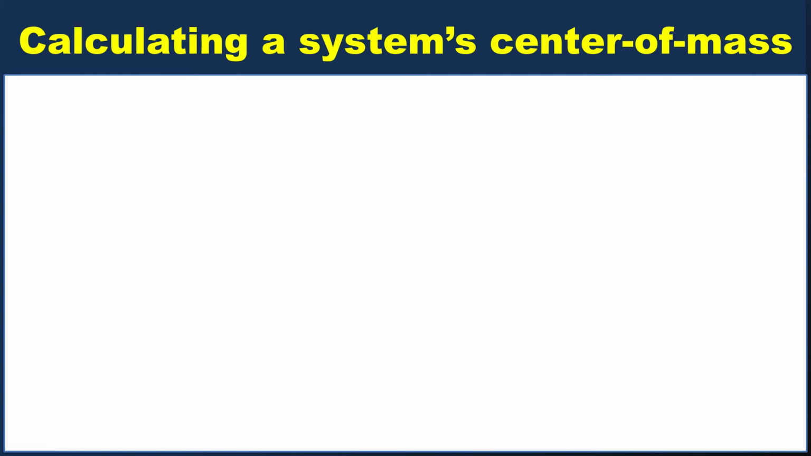In this tutorial, we're going to calculate a system's center of mass. So imagine that in 2 dimensions, we have a distribution of masses that looks something like this, where these could represent atoms in a molecule or stars in a star cluster. It doesn't matter, the strategy is the same.